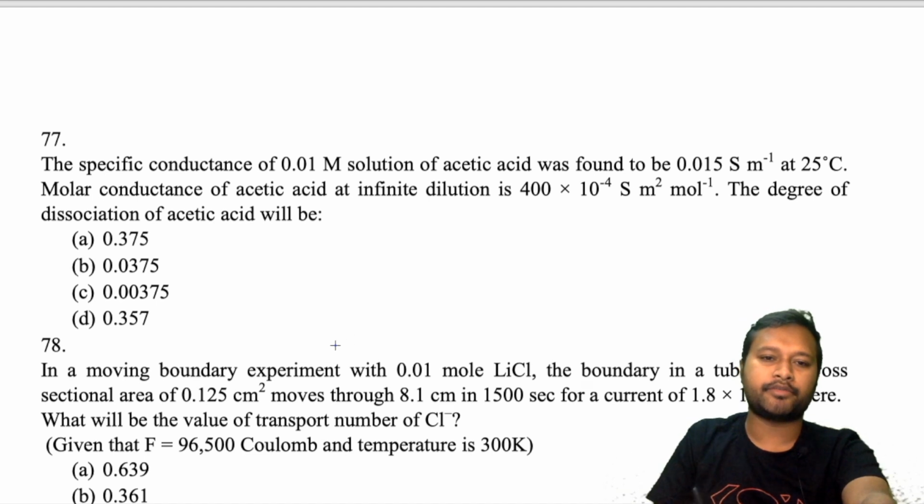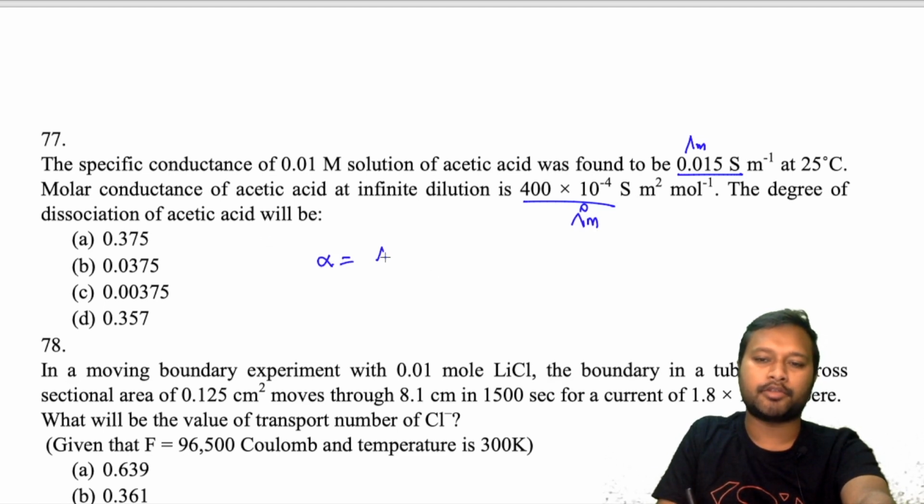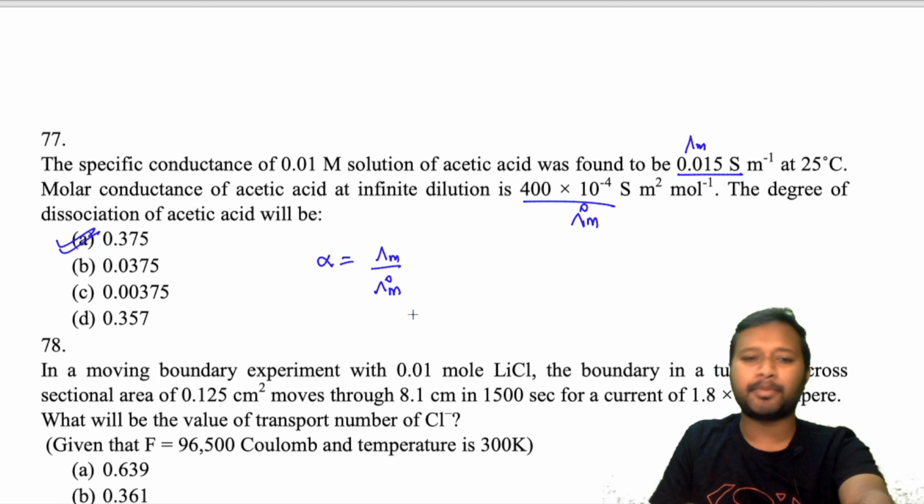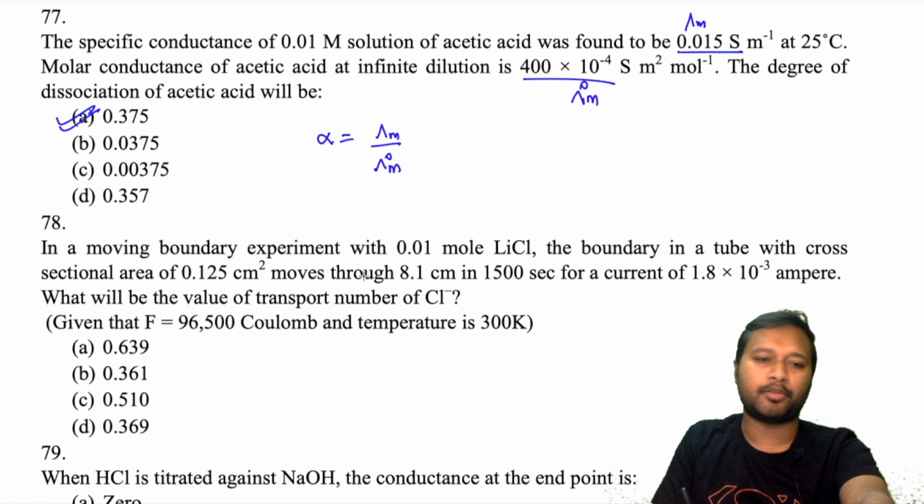It says that the specific conductance of 0.01 molar solution of acetic acid was found to be this much. At 25 degrees Celsius, the molar conductance of acetic acid at infinite dilution is given to be this much. So this is lambda m, this is lambda naught m. So the degree of dissociation, that is alpha, is equal to lambda m upon lambda naught m. Put these values and you will get option number A. Simple and straightforward, just by putting in the formula.